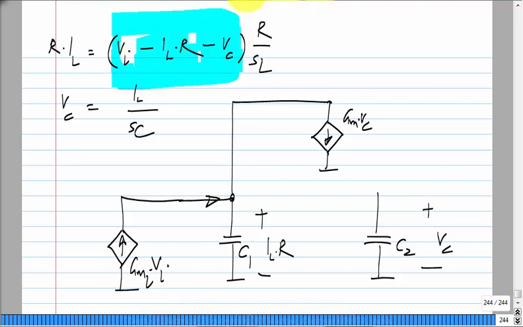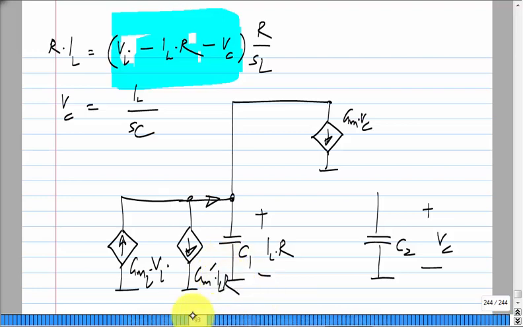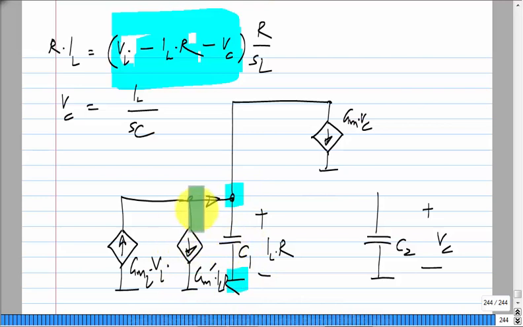What is that equivalent to? This is some other Gm prime times ILR. What is that? The controlled current is across the controlling voltage. So, what is it? It is a resistor. Okay. This is a resistor of value 1 by Gm prime. You can also leave it as a controlled source. Okay. So, that is it. This had 3 terms. We have incorporated all 3.